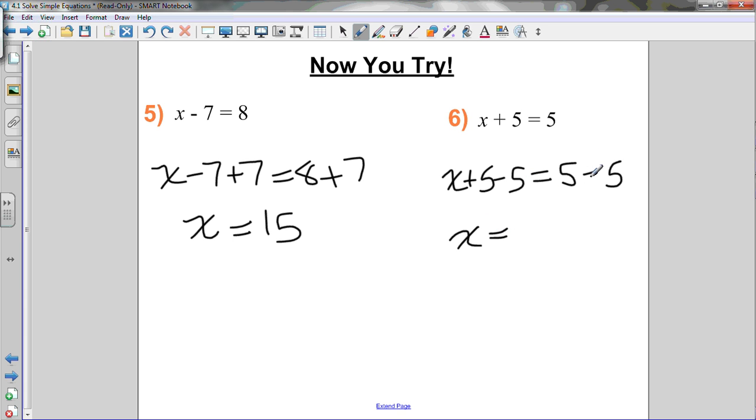On the right side, 5 minus 5 is 0, so I'm left with 0. So the solution to this equation is x equals 0. 0 plus 5 is 5, so that's the correct answer to that equation.